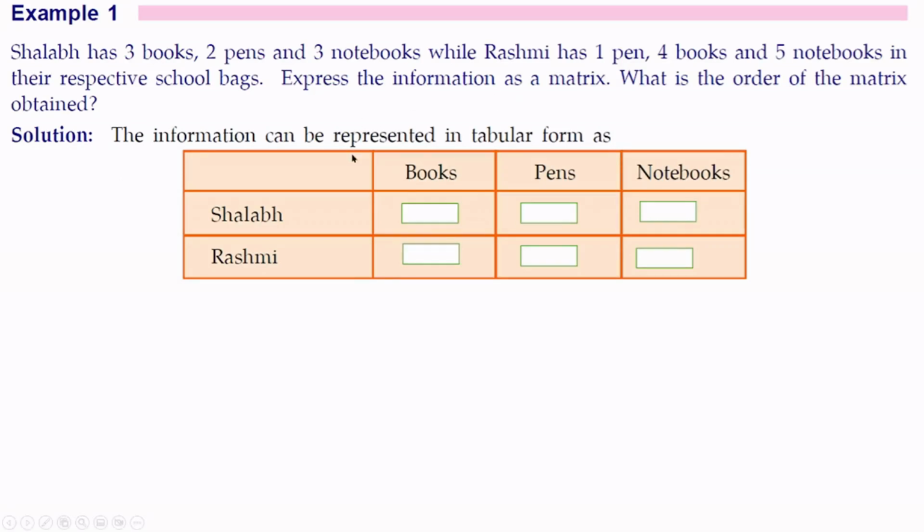So here first let us represent the given information in the question in a tabular form. We have two students, Shalab and Reshmi, and they have books, pens and notebooks. Shalab has 3 books, 2 pens and 3 notebooks. Reshmi has 4 books, 1 pen and 5 notebooks. We can represent this in the matrix form as 3, 2, 3 and 4, 1, 5. The rows represent the students and the columns represent the items they have in their respective school bags. So here the order of this matrix: it has 2 rows and 3 columns, so it is 2 by 3.